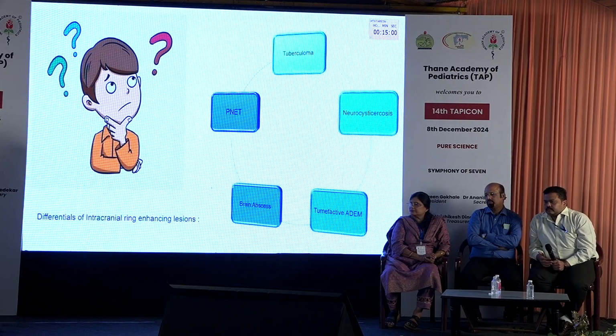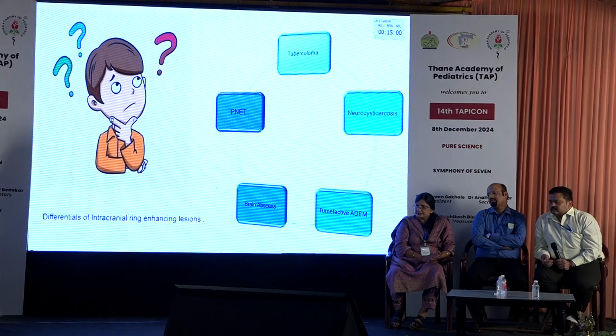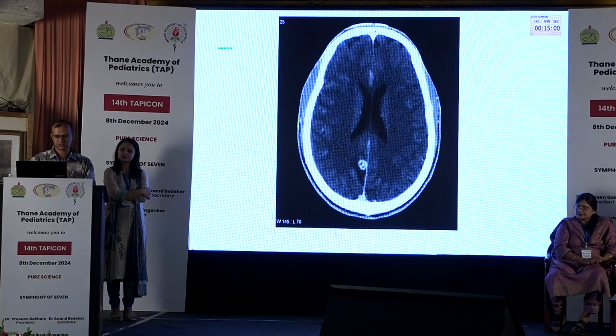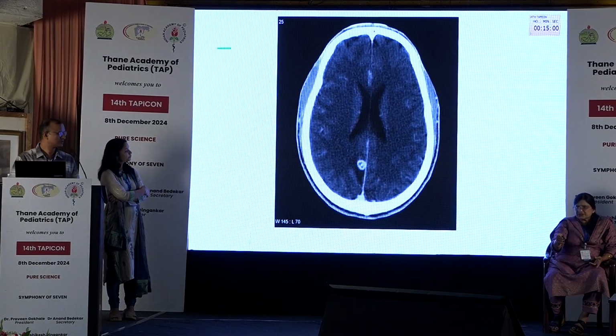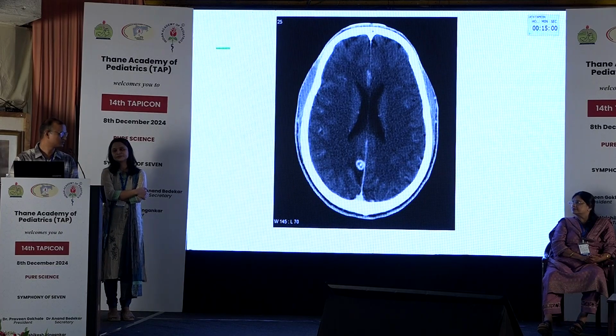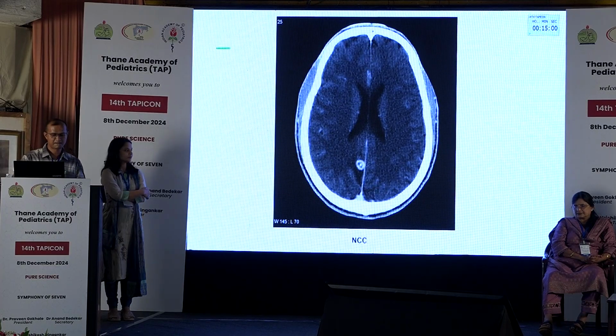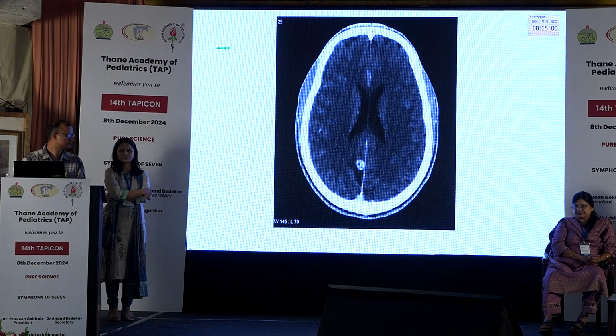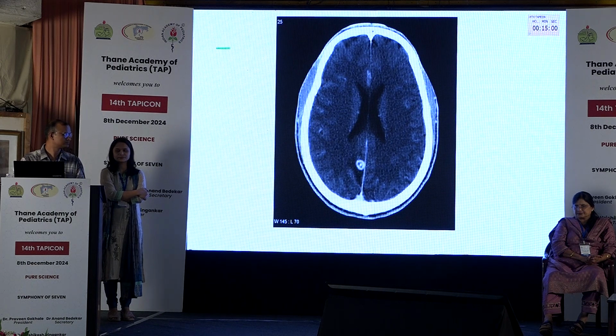So we kept tuberculoma as our primary diagnosis, and then neurocysticercosis, tumefactive ADEM, brain abscesses and primary neuroectodermal tumors were other differentials. So we thought, sir, if you can guide us on how to diagnose. We thought that we would discuss a bit on ring enhancing lesions and what they look like, and whether we can really differentiate them on MRI, which would have been a good point to discuss amongst all of us.